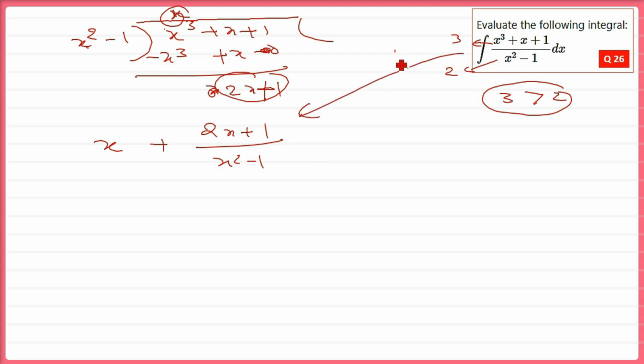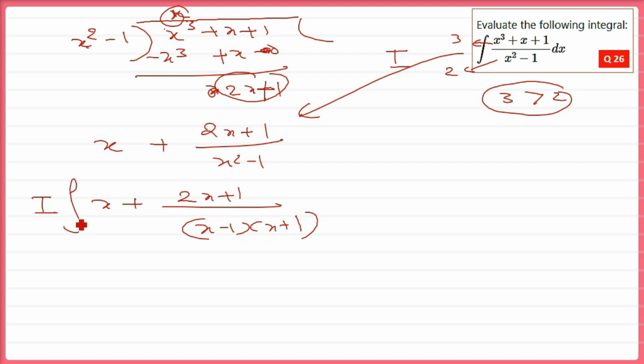So this integration, you have to integrate these two. x is quite easy, you know, the integration of x is x square by 2. But for 2x plus 1 divided by x square minus 1, we can write x square minus 1 as x minus 1 into x plus 1, because a square minus b square is a minus b into a plus b. Now I'm integrating them. The integration of x is straightforward, as you already know. It will be x square by 2. How about 2x plus 1 divided by x minus 1 into x plus 1? Call it I1. So we need to find out I1. Then we'll add x square by 2 to that, and that will be the final result.